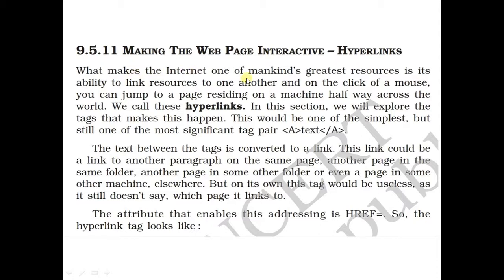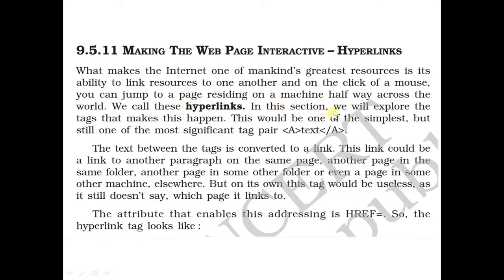What makes the internet one of mankind's greatest resources is its ability to link resources to one another. Means on the internet one resource is linked to another resource. One resource or one service is connected to another service. And on the click of a mouse you can jump to a page residing on a machine halfway across the world. Means just a click with the mouse and you can open any page, any website. We call these links hyperlinks.